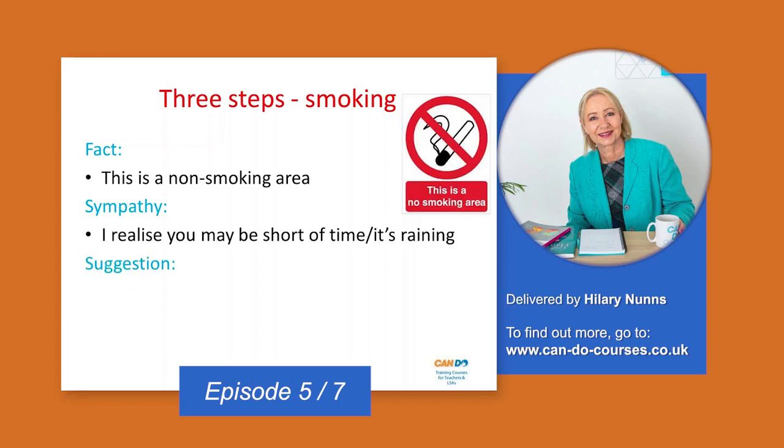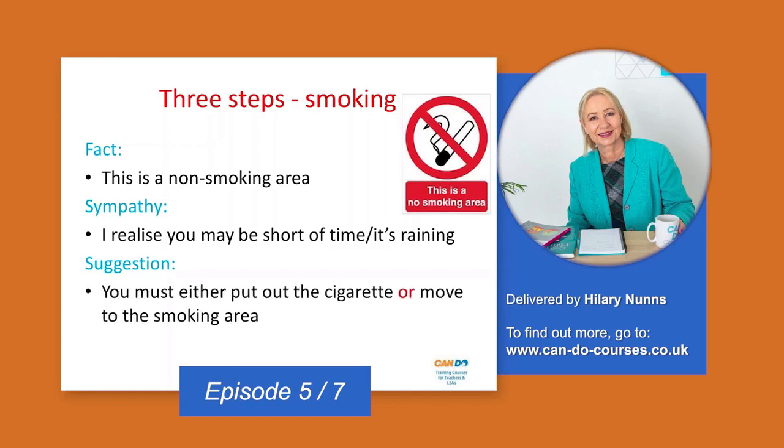And then the suggestion, you have to give a choice of two solutions. In order to get it right, they can choose one of 2 things. So in the smoking scenario, could be you must either put out the cigarette or move to the smoking area. So that's their choice. Now the reason that it's important to give a choice of 2 is because if you said put it out and they said no, then you've got nowhere to go. You've backed yourself into a corner.